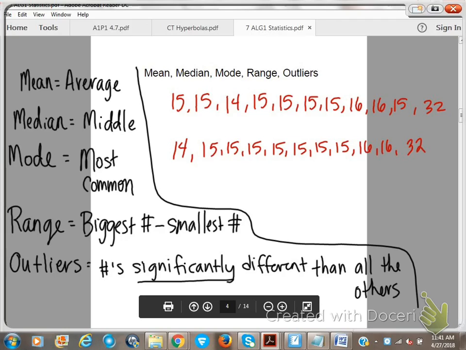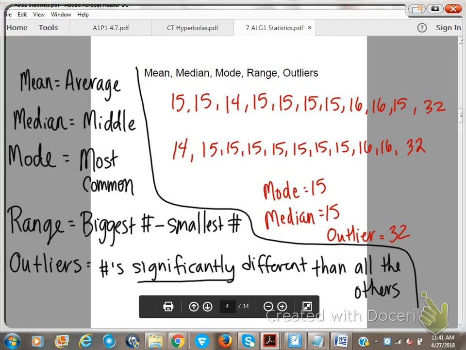The 15 is the mode. It's the mode. What else is it? The median. The median. Good. So already, just looking at it, we know that our mode is 15. Our median is 15. What else can you tell me just by looking at it? The outlier is 32. We have an outlier. Okay, our outlier is 32.